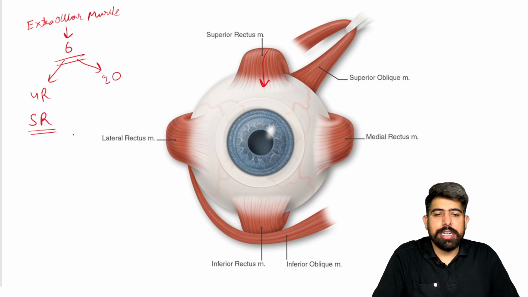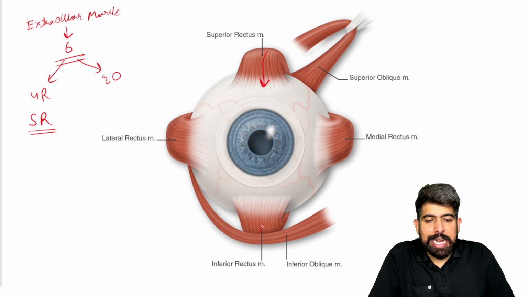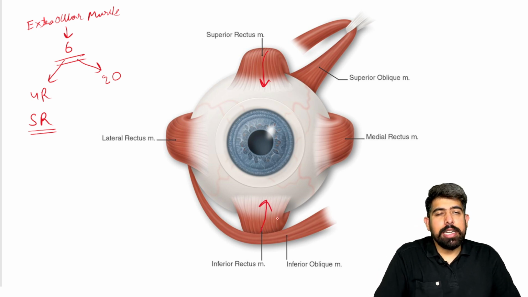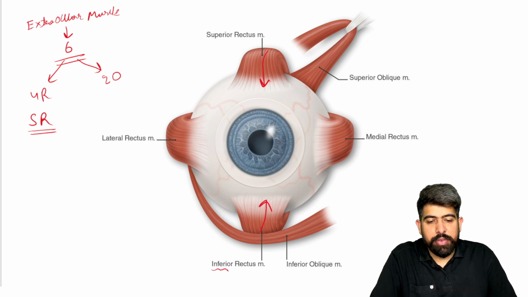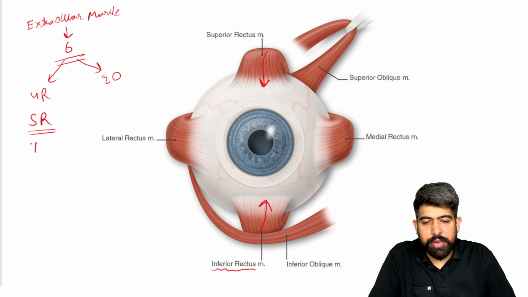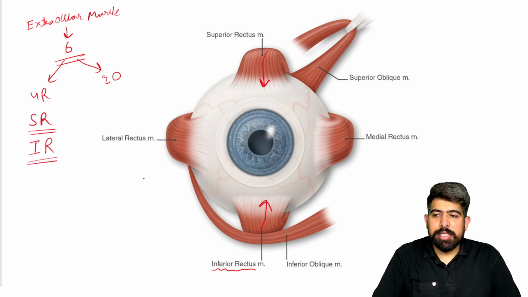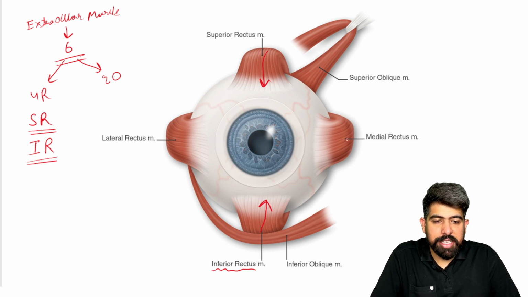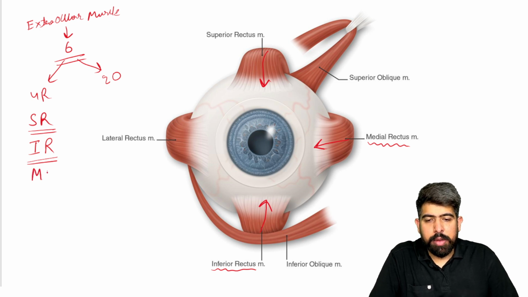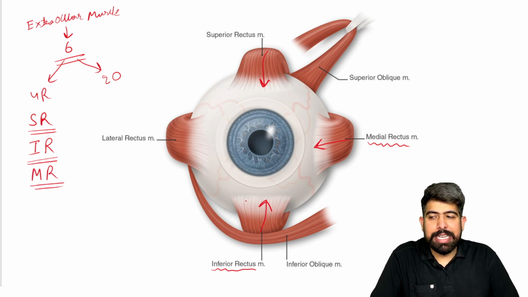The second muscle is coming from the inferior side and attaches directly to your eyeball. It is known as your inferior rectus muscle, right? The third muscle is coming from your medial side and attached directly to your eyeball. It is known as your medial rectus muscle.